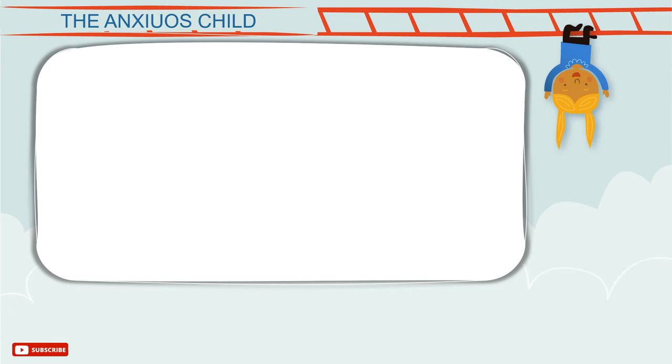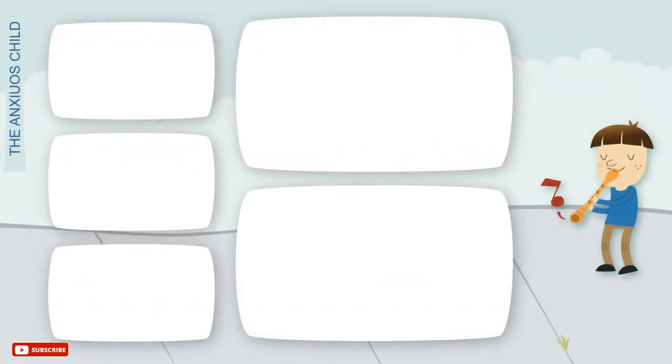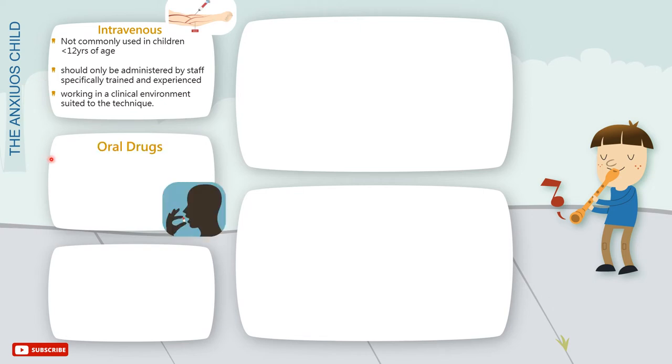Now let's discuss the routes through which you can deliver a sedative medication. Number 1. Intravenous. It is not commonly used in children younger than 12 years of age, and if it is to be used, it is considered to be an advanced technique and should only be administered by staff specially trained and experienced and in a clinical environment suited for this technique. Number 2. Oral drugs. Specialized knowledge and skills are required to determine their use.